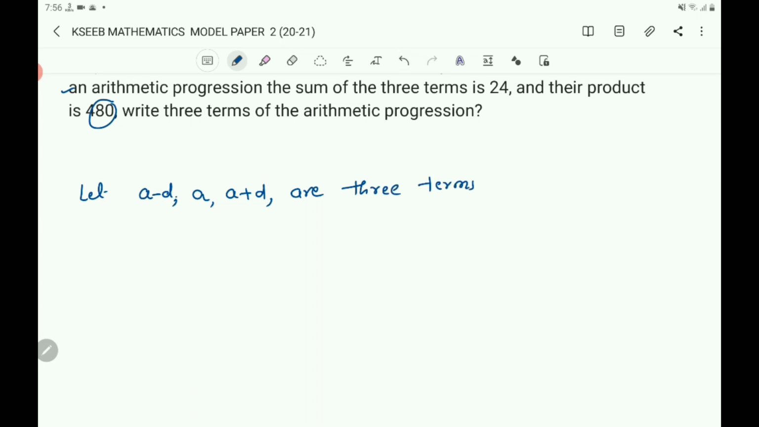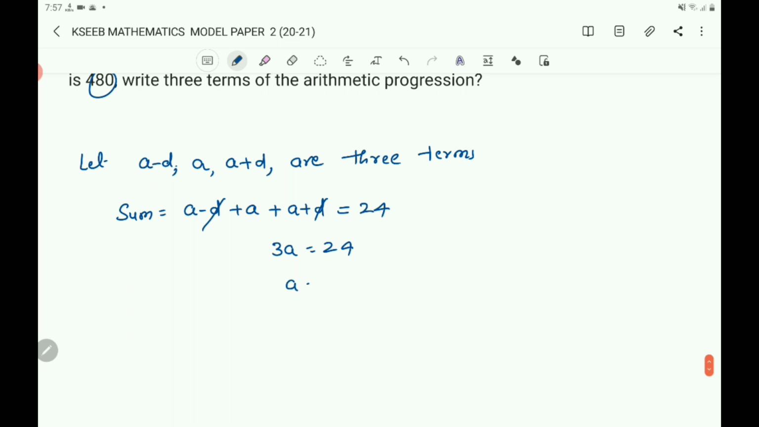3 terms. Then their sum is 24. So, sum means A minus D plus A plus A plus D equals 24. Here, D minus D cancels. A plus A plus A becomes 3A equals 24. That is A equals 24 by 3.